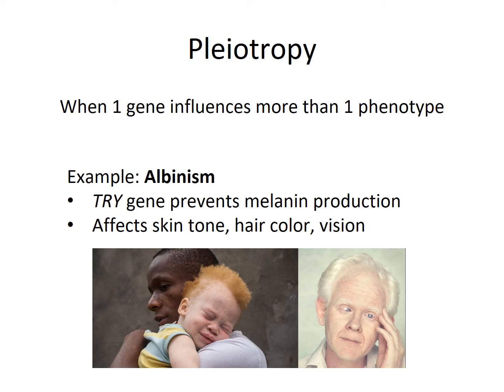Another example in humans is the TRY gene that prevents melanin production in genetic albinos. And so a person with albinism does not produce any melanin in their hair or in their skin, and this gene also affects the structure of the eye, and so it also affects vision. So just one gene, the TRY gene, affects multiple traits. Therefore, we call it an example of pleiotropy.